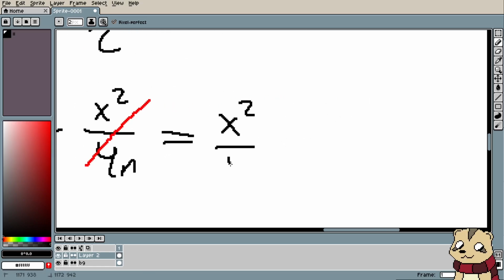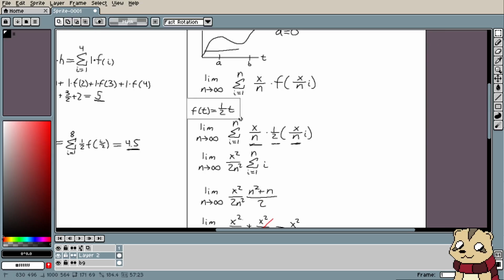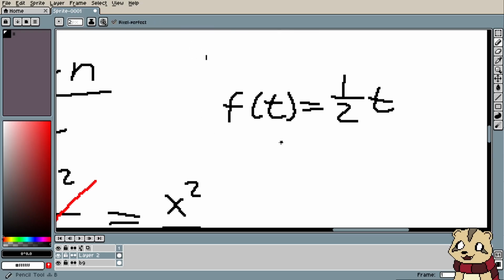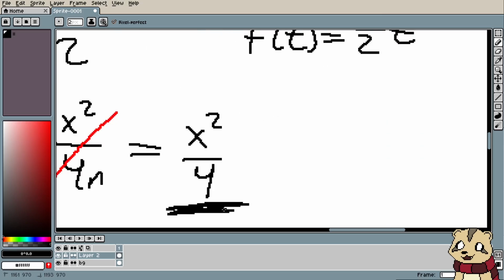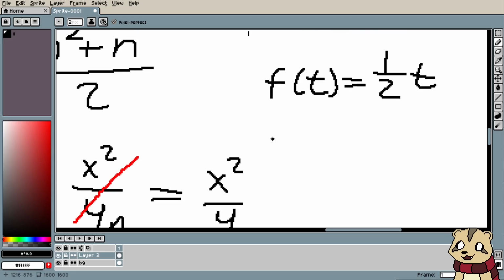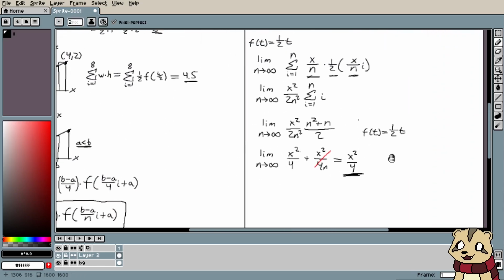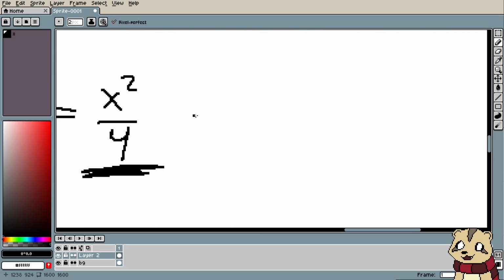X squared over 4. What we found is that for this function, you can plug in any t value you want here. So t equals 1, for example. And what this formula gives you when you plug in x equals 1 is the area from 0 to 1 for this. So we went from 0 to 4 for that one function.